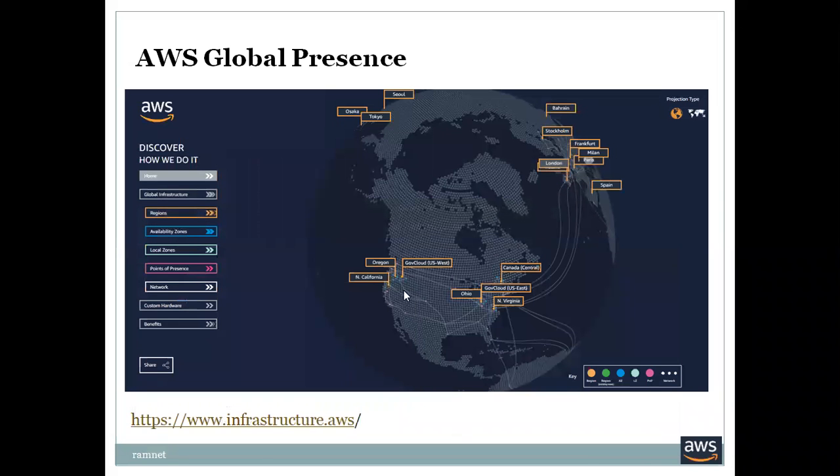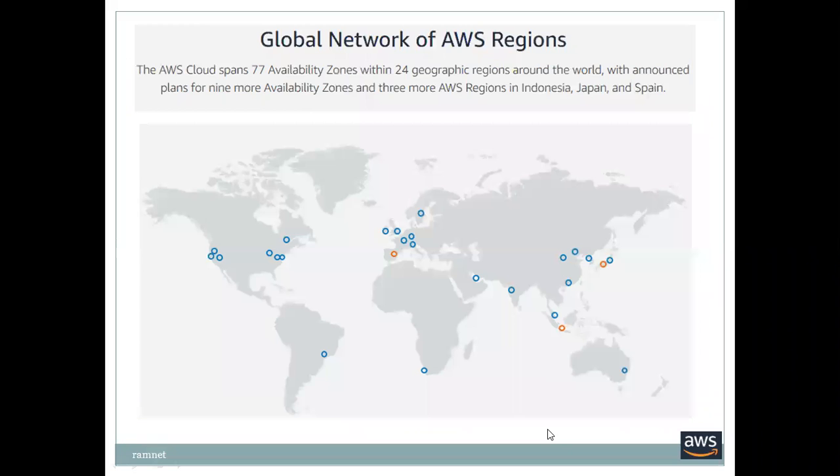Okay, moving on. I guess they removed this page now. This is the global presence which they try to show you, the global network of AWS regions. There are 77 availability zones within 24 geographic regions around the world, with announced plans of running 9 more availability zones and 3 more AWS regions in Indonesia, Japan, and Spain.